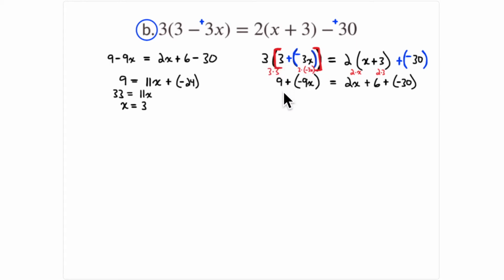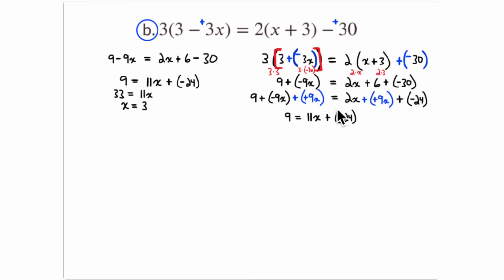So 3 times 3 is 9. 3 of the negative 3x's is a negative 9x. So the multiplication is right here. 3 times 3, 3 times a negative 3x. This is 2 x's and 2 3's. 2 times 3 is 6, plus a negative 30.